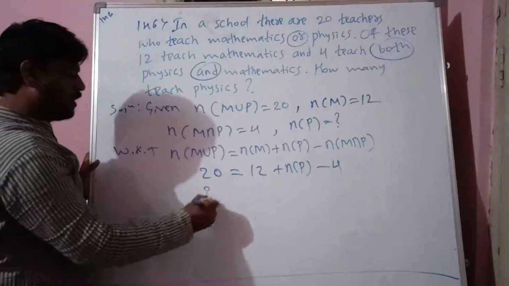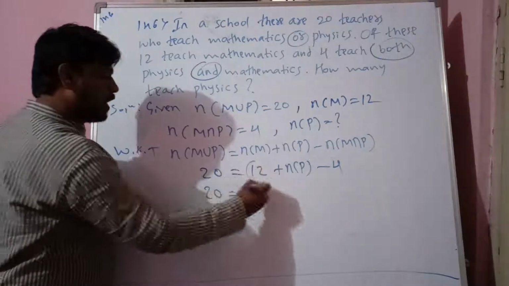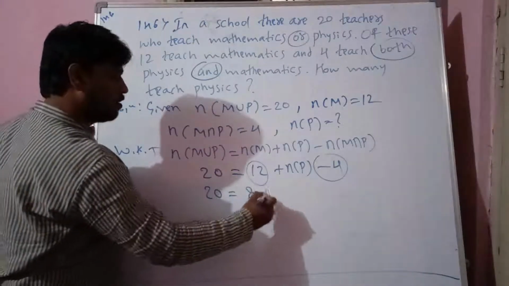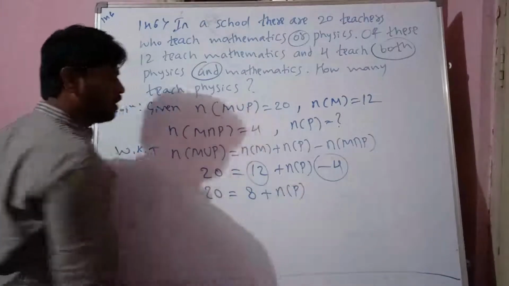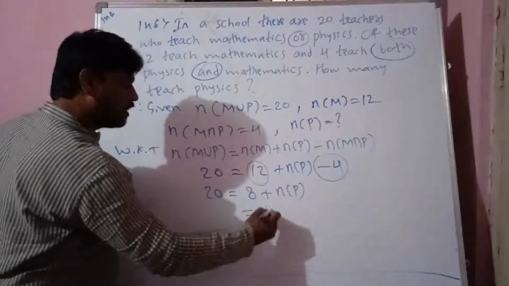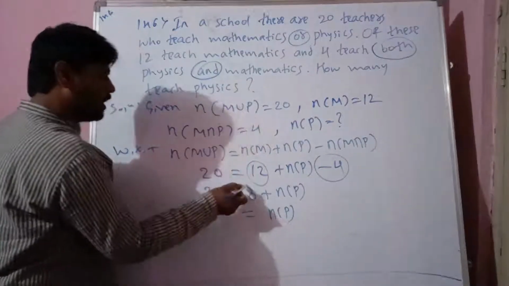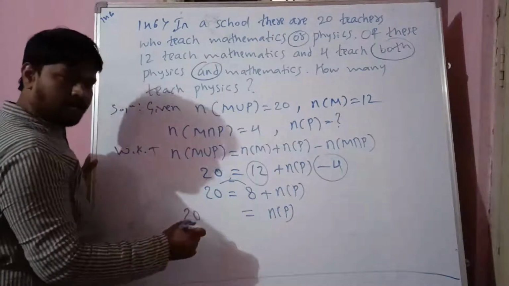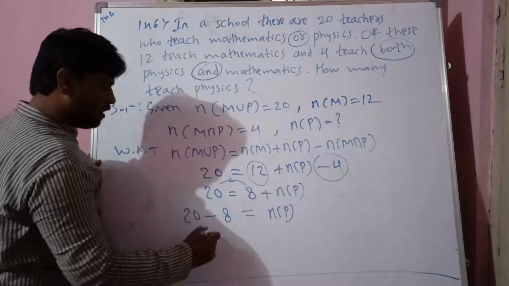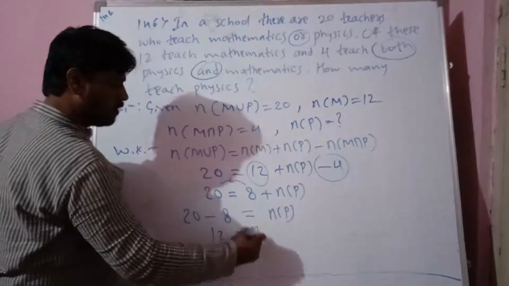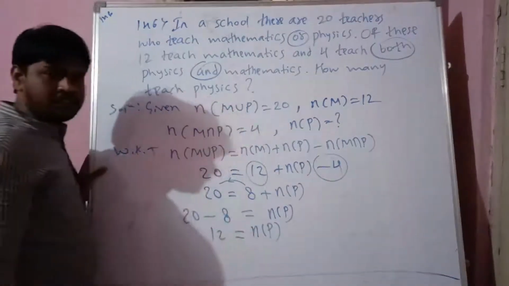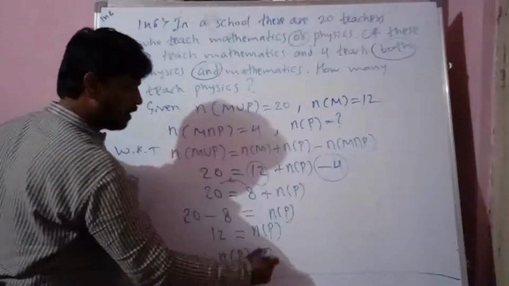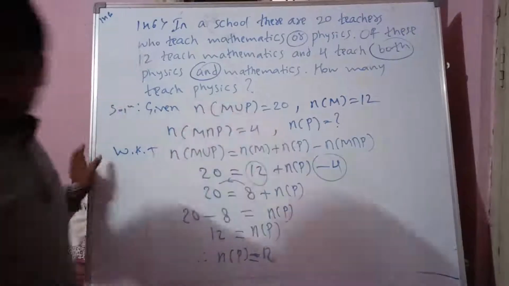After that, 20 as it is, 12 minus 4 becomes 8 plus n of p. Keep n of p in the RHS as it is, take 8 to the LHS, 20 as it is, take 8 to the LHS becomes minus 8. The difference of these two gives 12, the number of physics teachers. Therefore, n of p becomes 12.